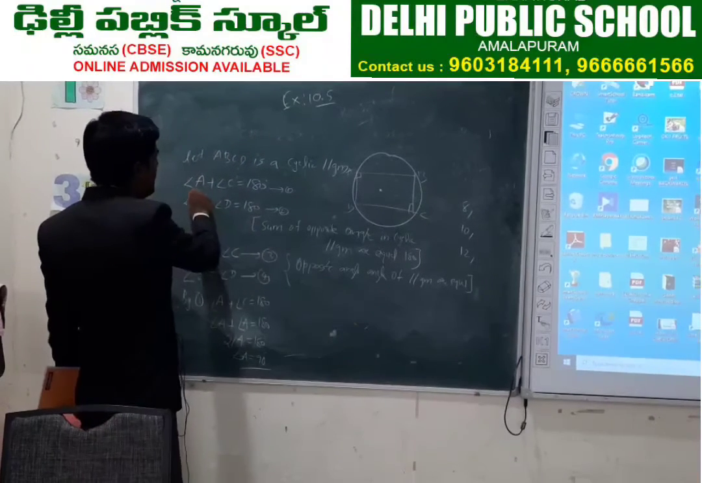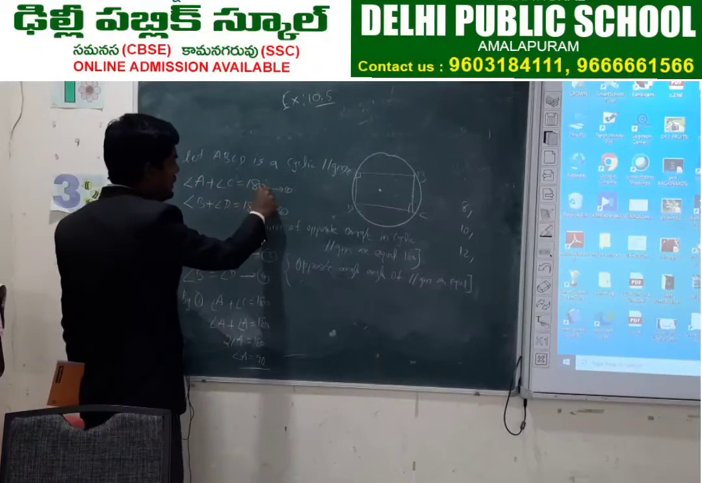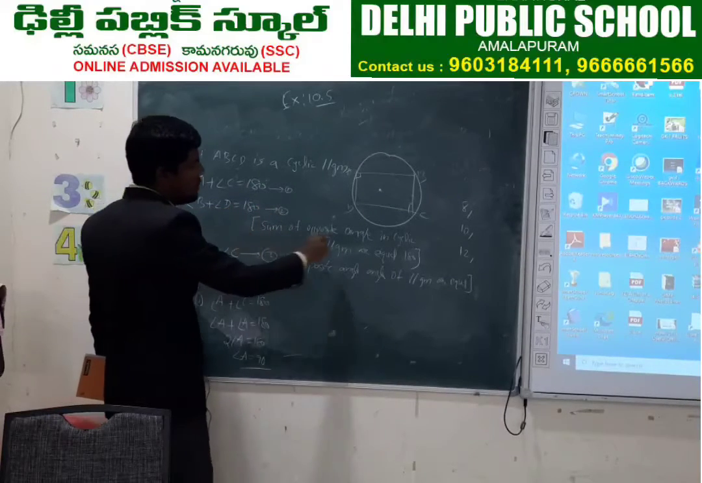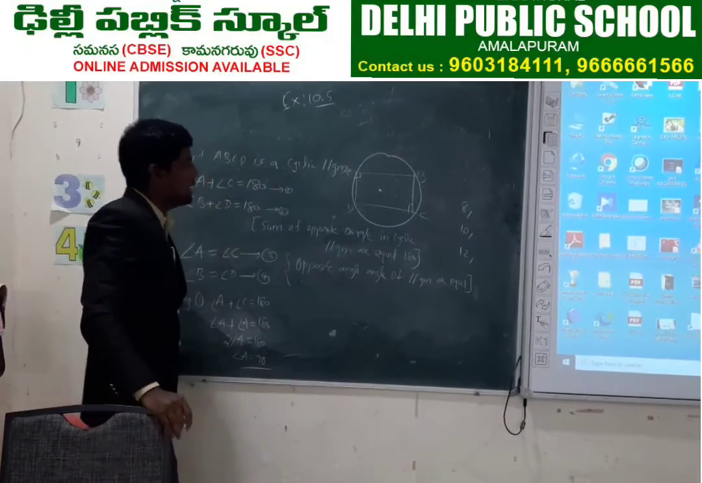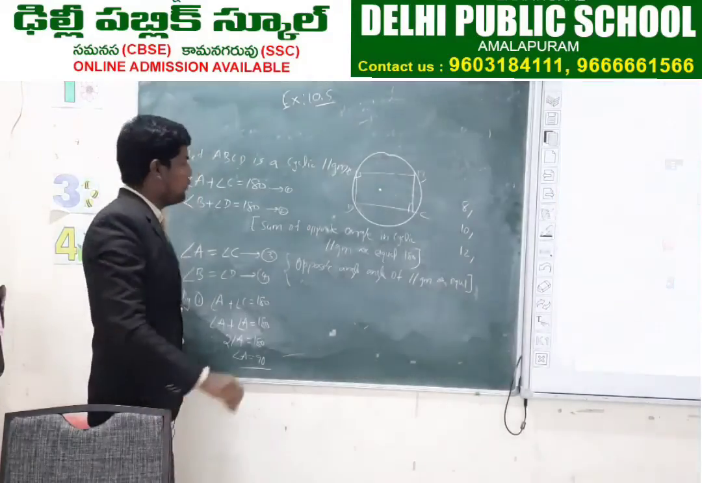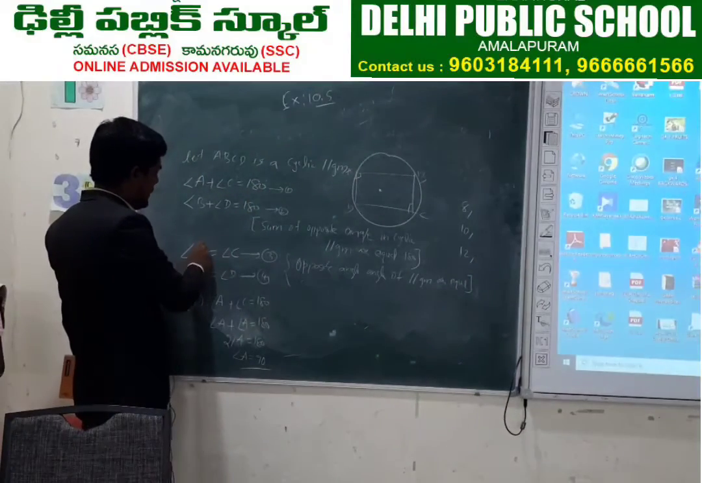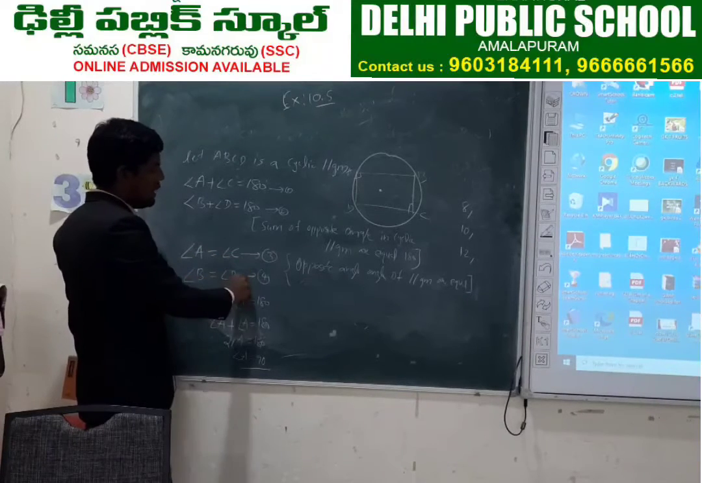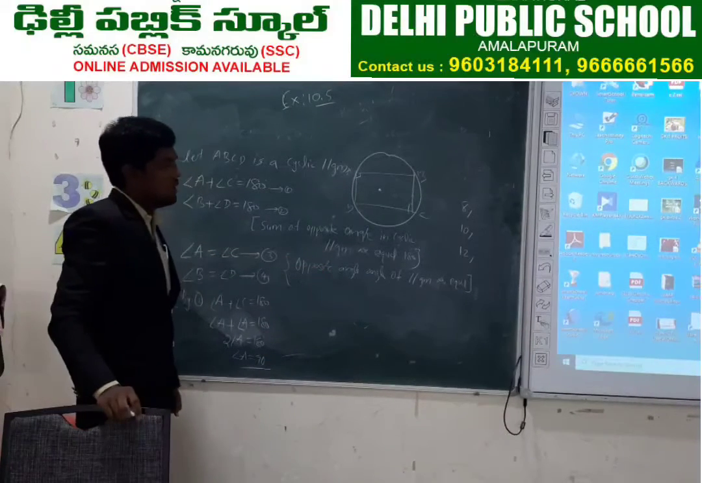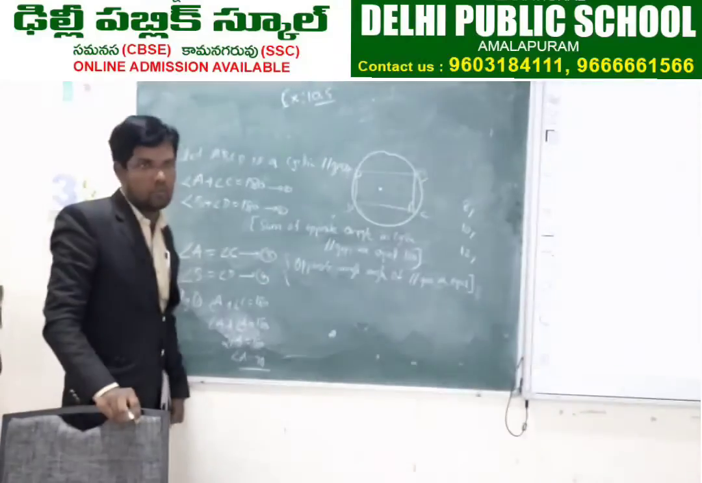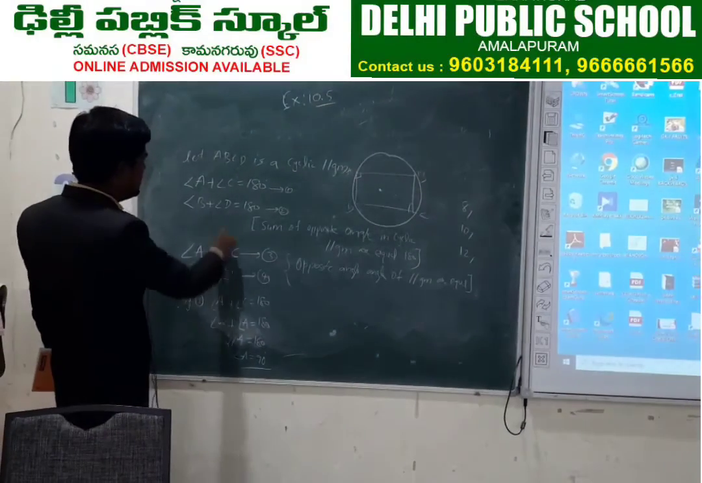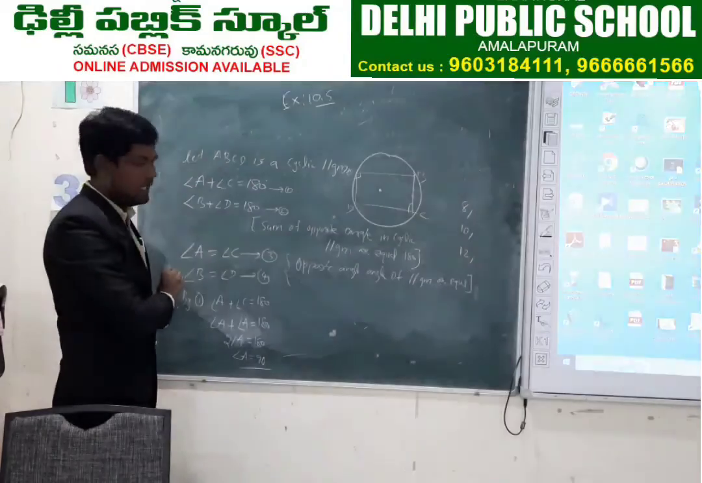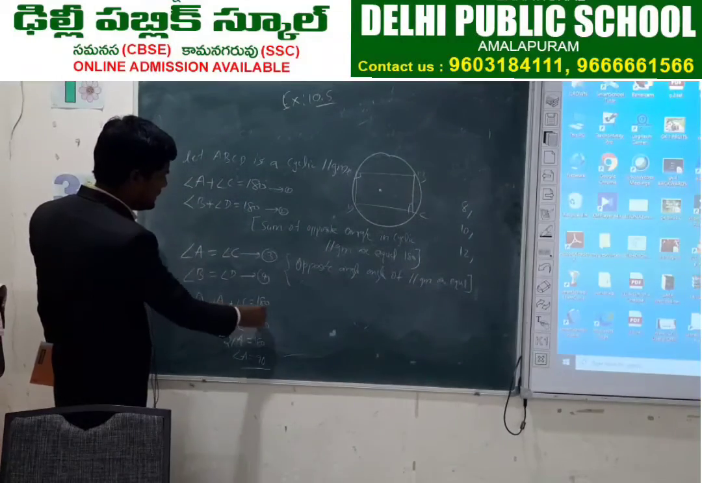So here I have written angle A plus angle C is 180 degrees. Angle B plus angle D is equal to 180 degrees. So sum of opposite angles in a cyclic parallelogram is equal to 180 degrees. So next is angle A is equal to angle C and angle B is equal to angle D. Opposite angles of a parallelogram are equal. Okay. So based on that, if we take first equation, angle A plus angle C is equal to 180 degrees.